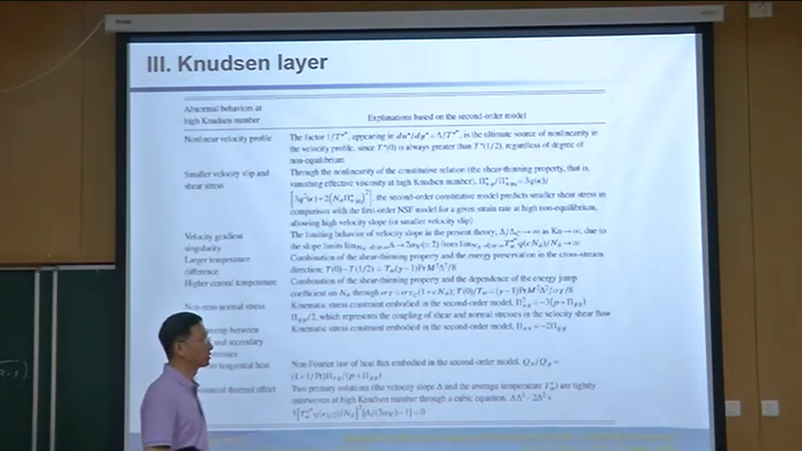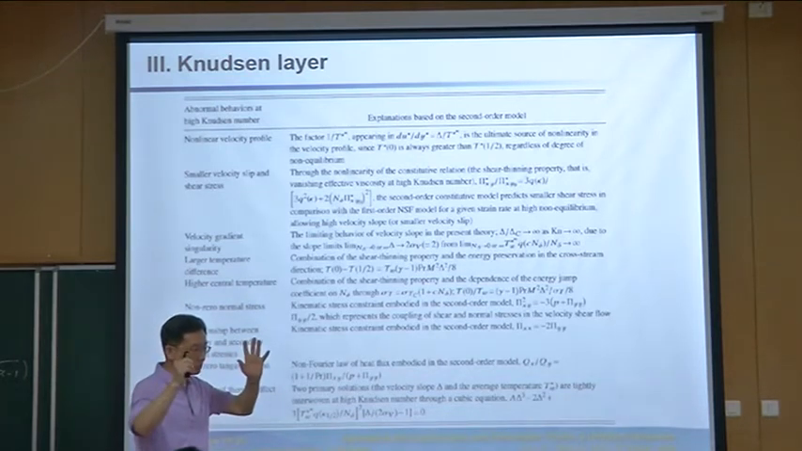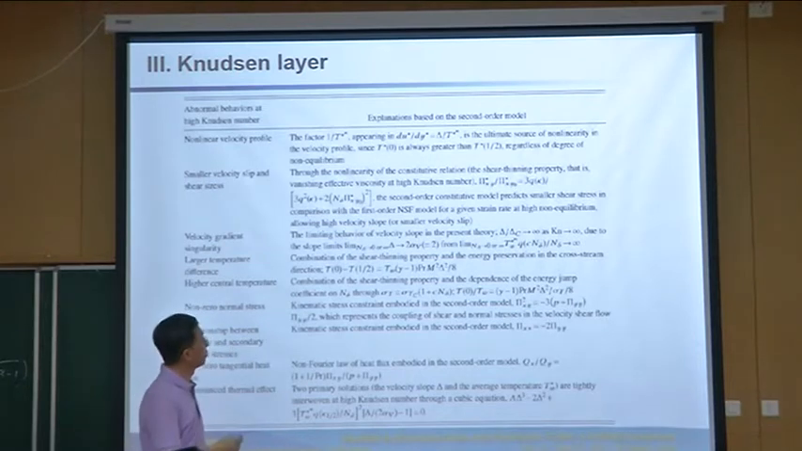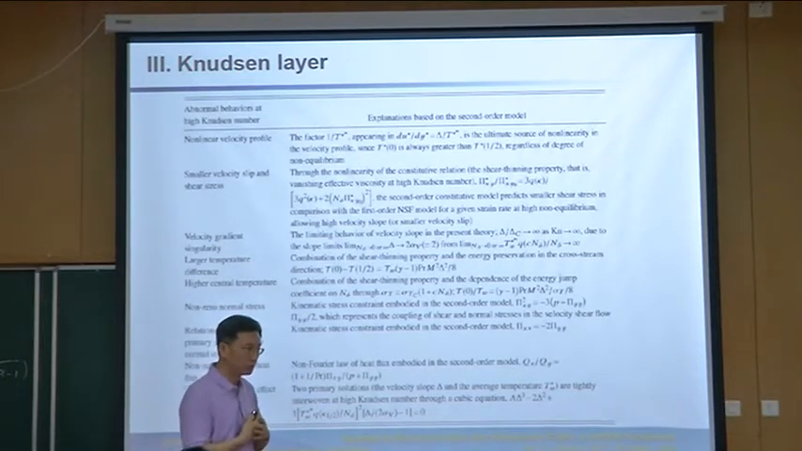Once you assume constant viscosity, then you will always get a linear profile, whatever you do, with second order or third order constitutive relations, because these things come from the conservation law.